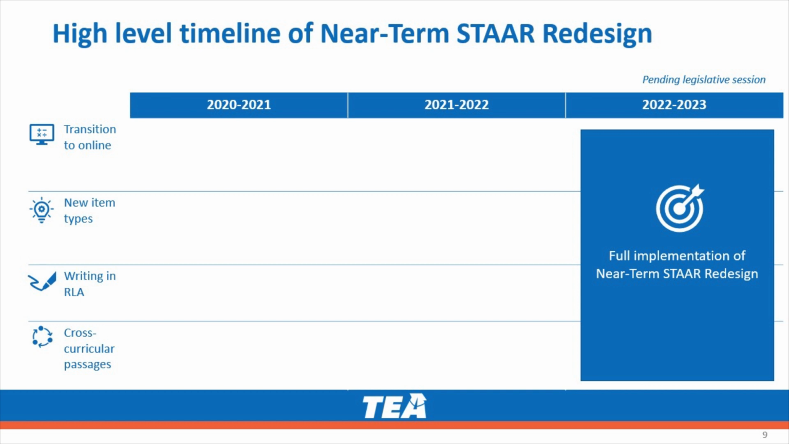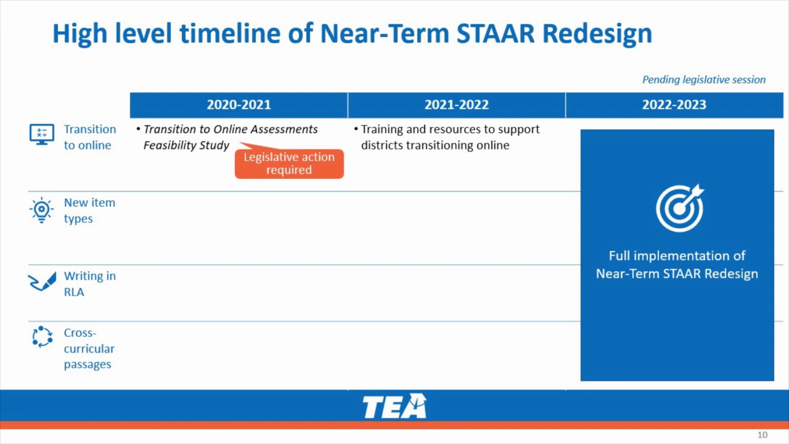There's also a lot of work required leading up to the near-term STAAR redesign implementation. Educators and other stakeholders will continue to play a large role in that planning. For the transition to online assessments, TEA conducted a feasibility study in the summer of 2020, which involved surveying each district and campus across Texas, including several in-depth case studies. This feasibility study was provided to the legislature, which will need to take action in order to move the transition to online assessments forward. If it moves forward, TEA will implement a transition plan beginning with the 2021-22 school year and provide training and resources to support districts in that transition.